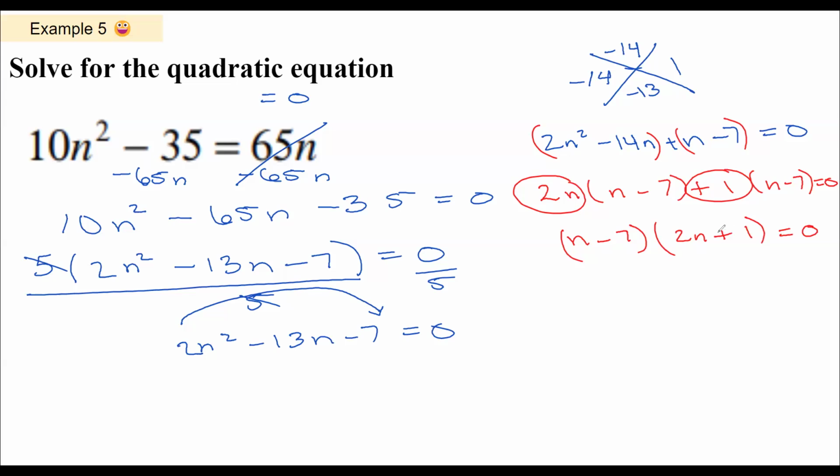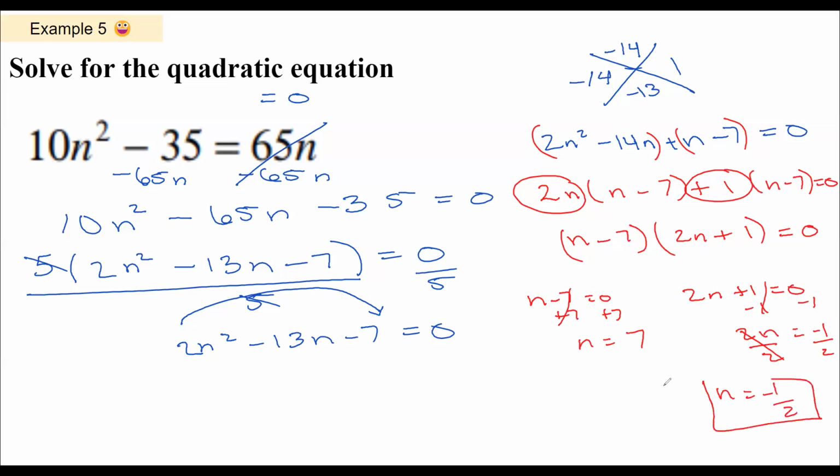However, we're not done. We need to make each one of the equations what? Equal to 0. So we have n minus 7 equals 0 and 2n plus 1 equals 0. Plus 7, plus 7: n equals positive 7. Minus 1, minus 1: 2n equals negative 1. Divide by 2, divide by 2. I'm left with n equals negative 1 over 2.